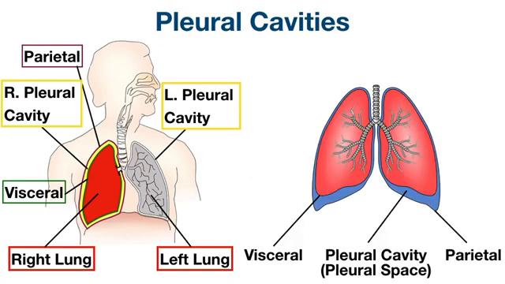Here is another picture of the lung to show the inner visceral pleura, which lines the lung, and the outer parietal pleura, which lines the chest wall or thoracic cavity. You can also see the pleural cavity or space between the visceral pleura of the lung and the parietal pleura of the chest wall. The pleural cavity contains a small amount of pleural fluid.